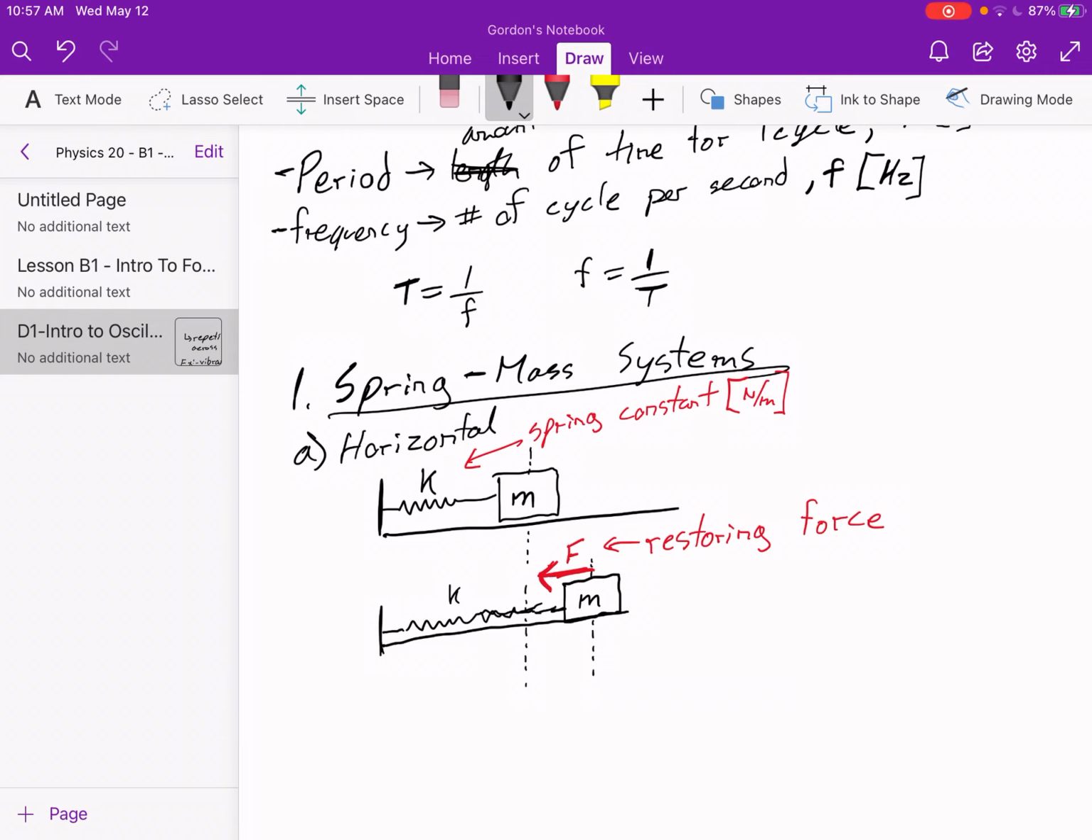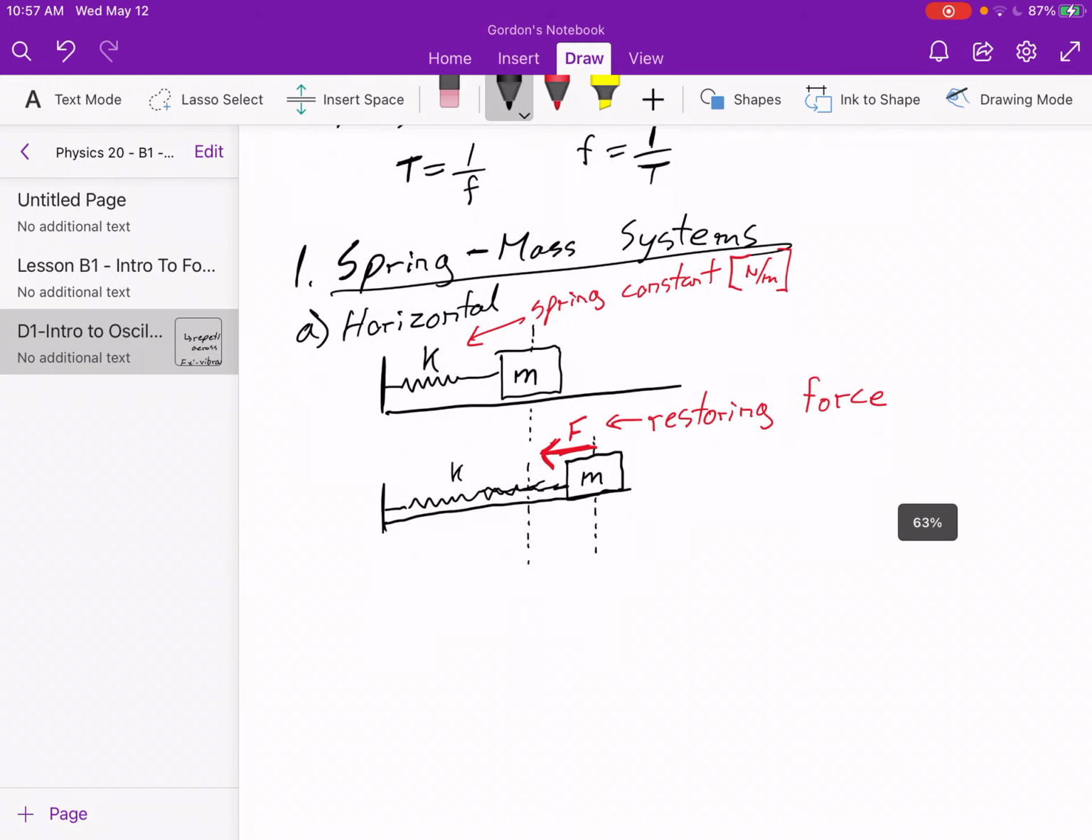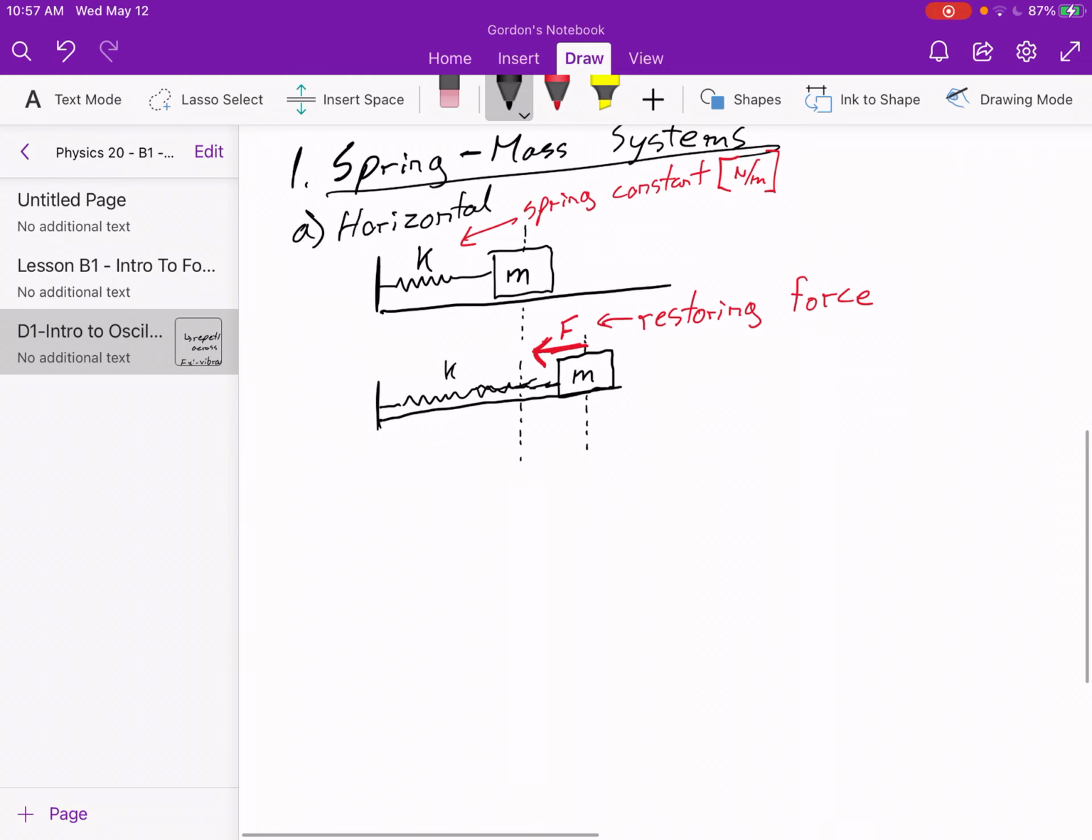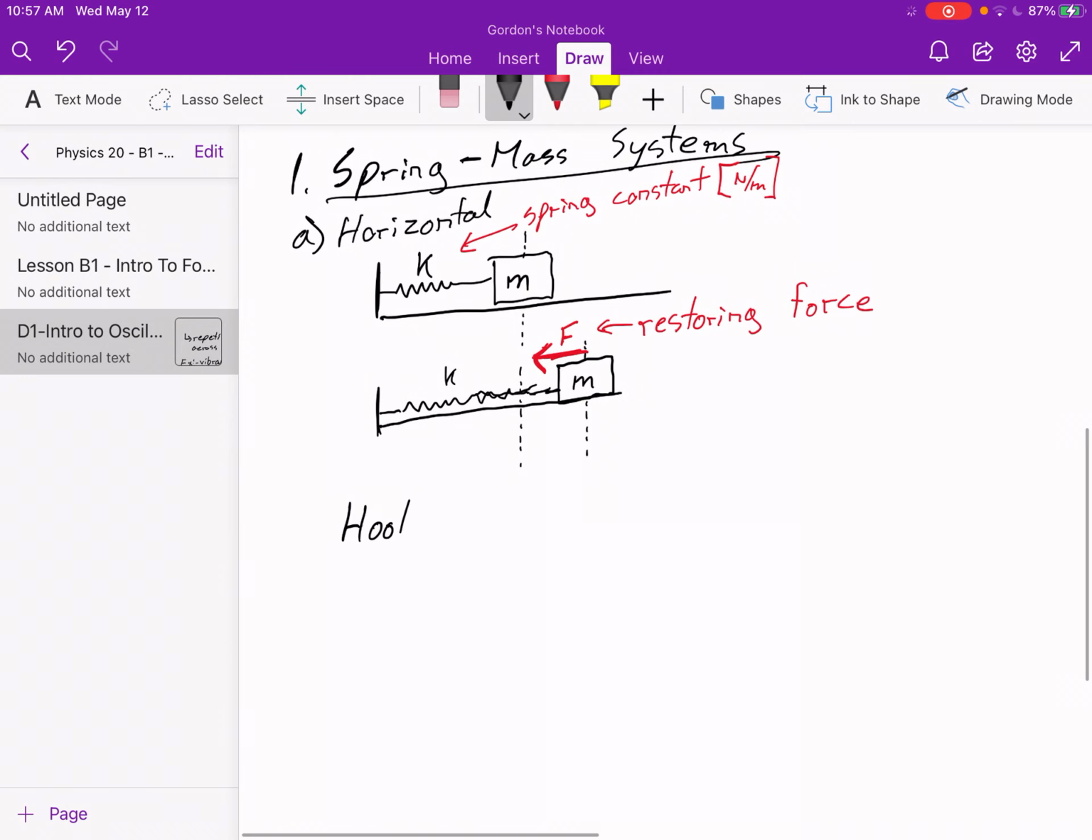The biggest question that we have to ask about a restoring force like this is, what is the magnitude of the force? How big is the force that is pulling it back? And that's where something called Hooke's law comes into play. So Hooke's law is basically saying how big is the force that's caused by a spring. It says that the force of a spring is a very simple formula. It's equal to the constant for the spring multiplied by the distance that the spring has been stretched.